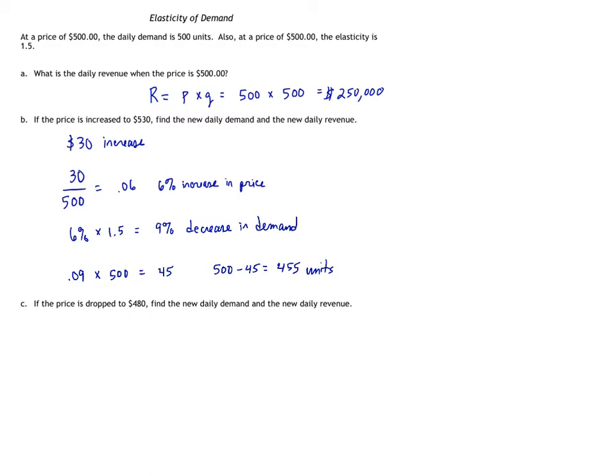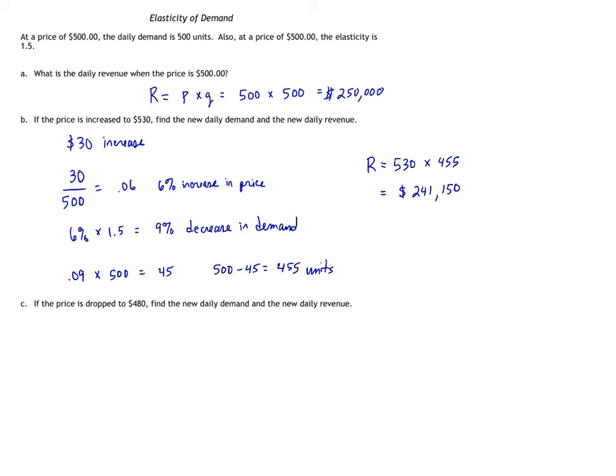So now to find the new revenue, we would simply take the new price of $530 and multiply it times the new quantity of 455 units. This returns us a total revenue now of $241,150. So notice here that an increase in price actually reduced the total revenue. This is because the product was elastic at 1.5.